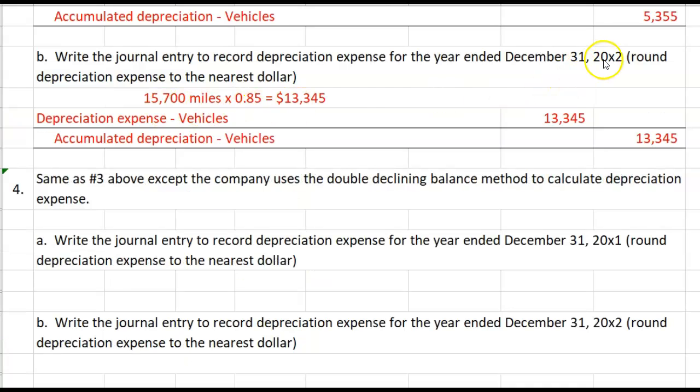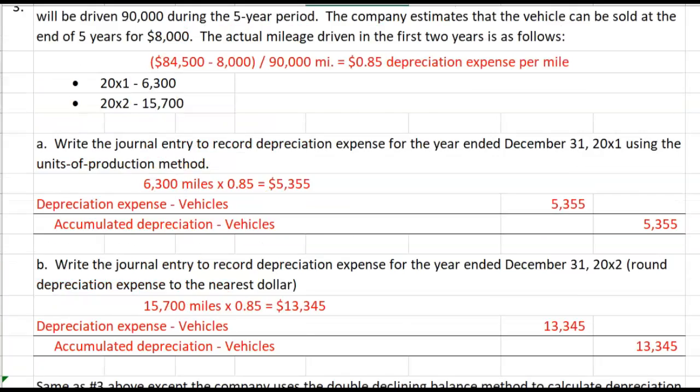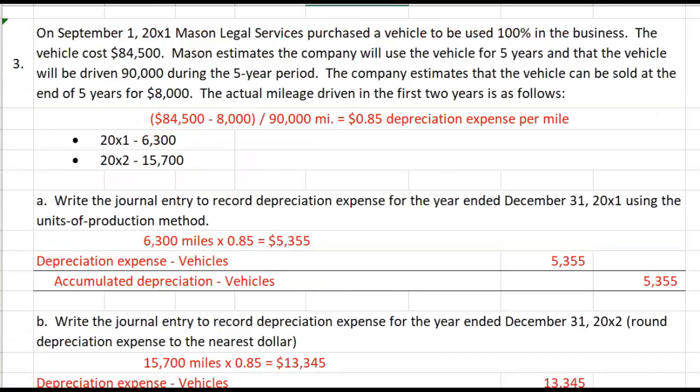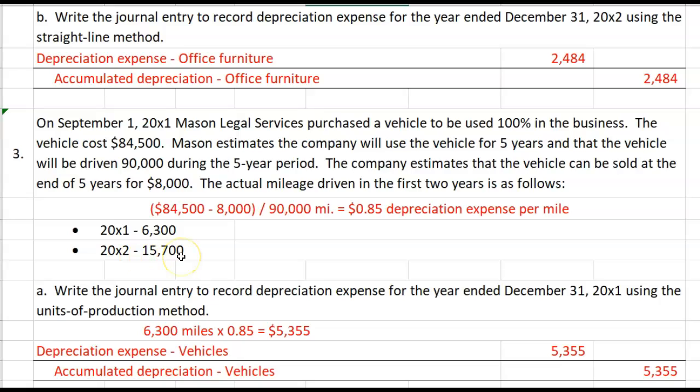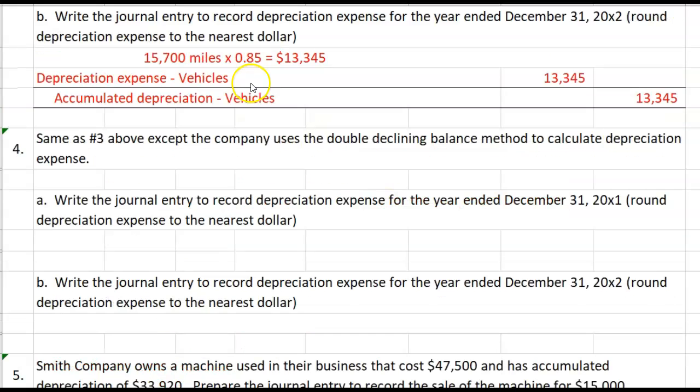So 20X2 depreciation expense is $13,345. That's calculated by multiplying the actual miles driven of 15,700 times 85 cents depreciation expense per mile, and that equals $13,345. So debit depreciation expense, vehicles, $13,345, and credit accumulated depreciation, vehicles, $13,345.